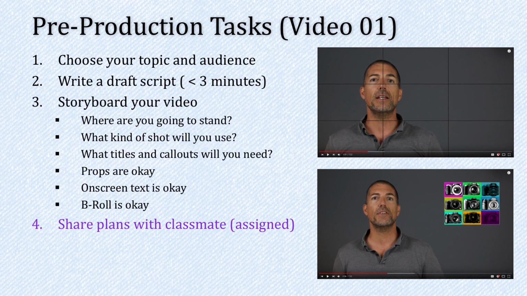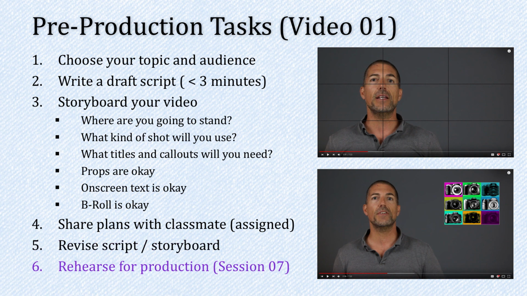After you get all of that together, you're going to share your plans with a classmate. And I've assigned each of you, and you'll see this in Canvas, I've assigned each of you a partner. And this partner is really going to act as a critical friend. You're going to share your scripts and storyboards with each other just to help think things through, to get a little bit of feedback. From there, you're going to revise your script and your storyboard, and then from there, I hope you'll start rehearsing for production, which will begin in session 7.